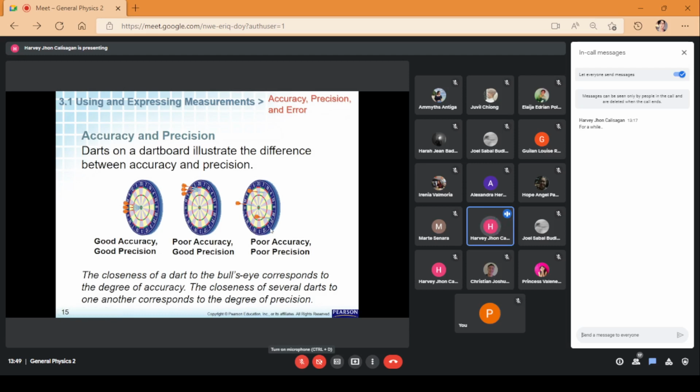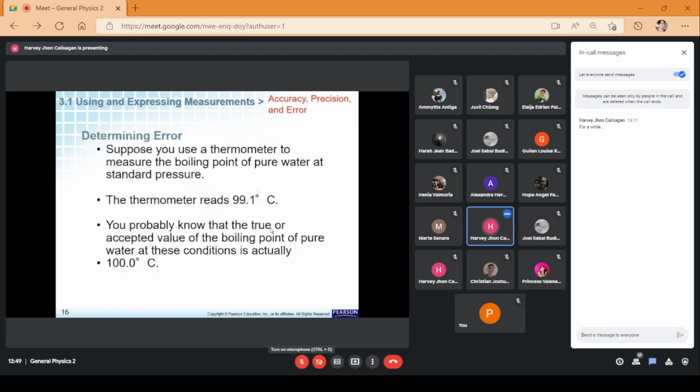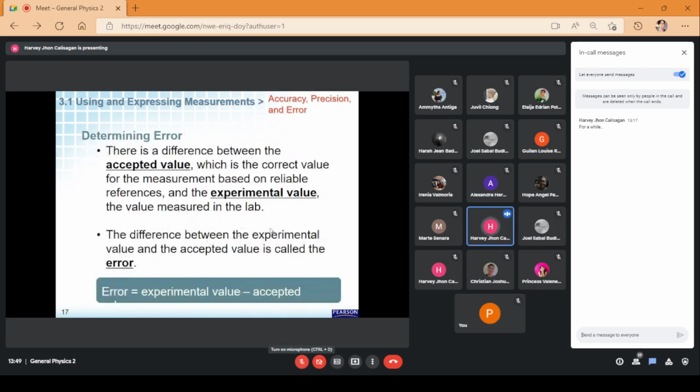It's somewhat difficult to interpret because it means that there's an error happening here. Speaking of error, we also have here determining the percentage error, especially when you are comparing the experimental value to the accepted value. To find out the error, all we need to do is subtract the accepted value from the experimental value.